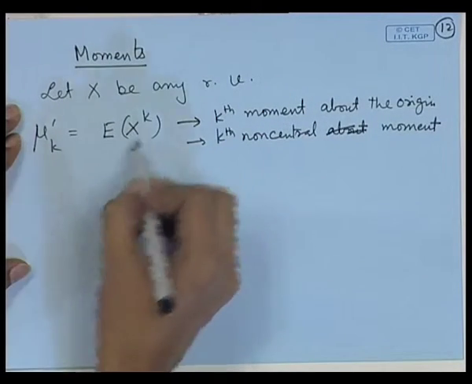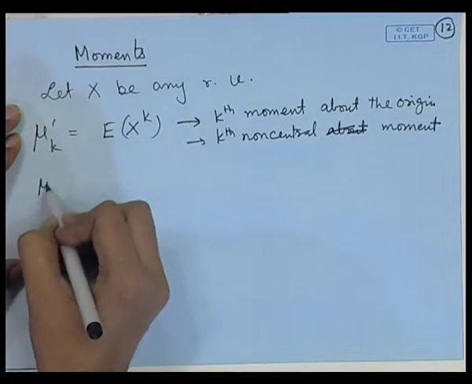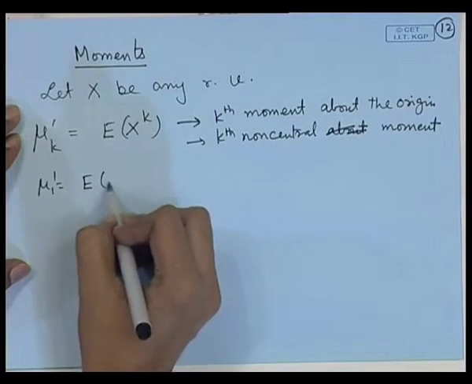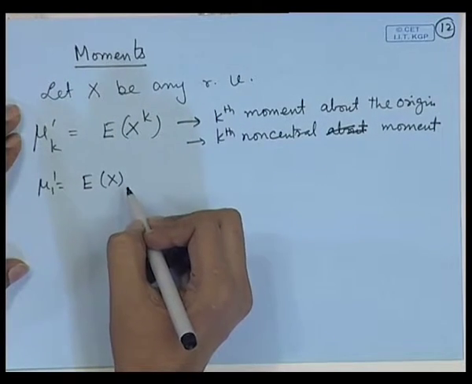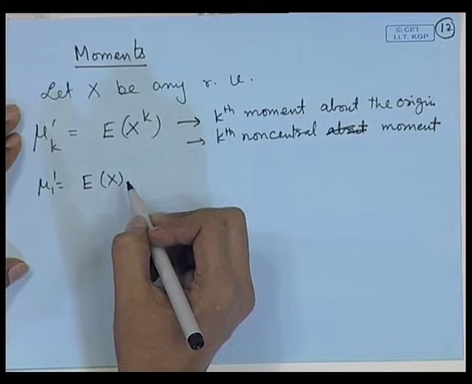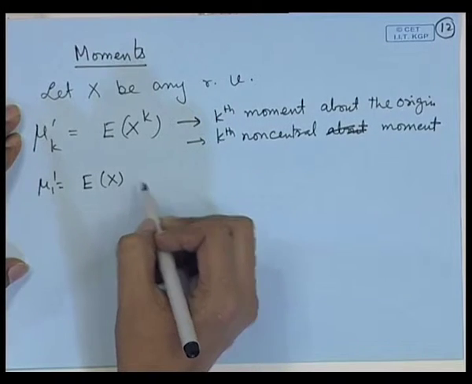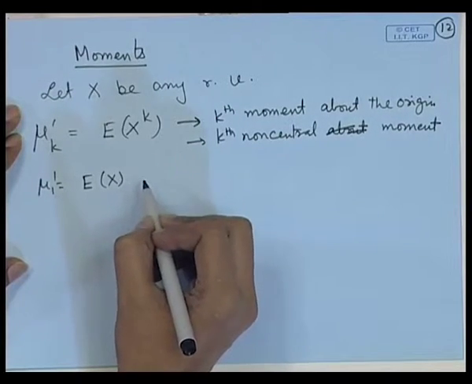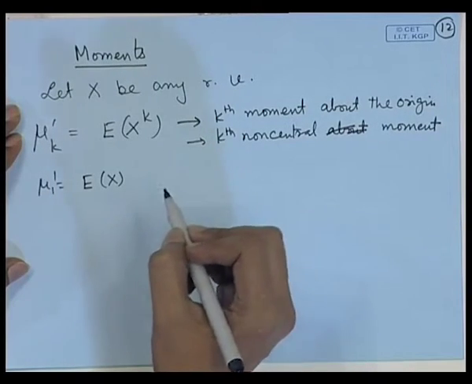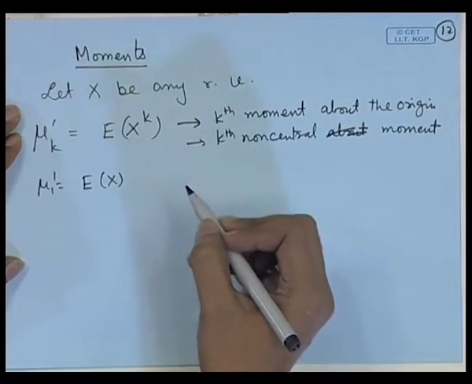Observe here that if I put k is equal to 1, then mu 1 prime is nothing but expectation of x, that is the expected value. If I consider k equal to 2, k equal to 3, etc., basically we are able to define higher order non-central moments.